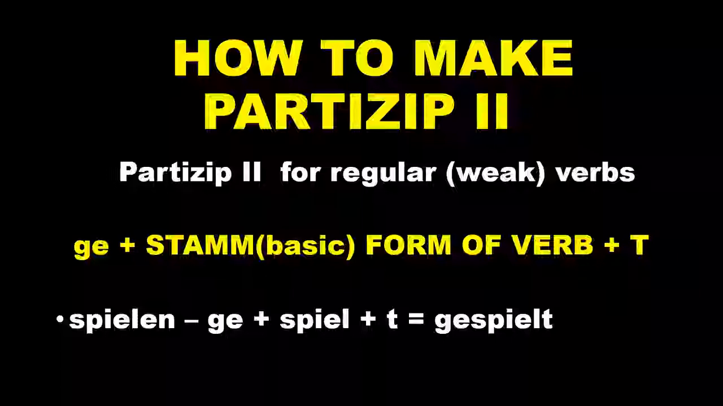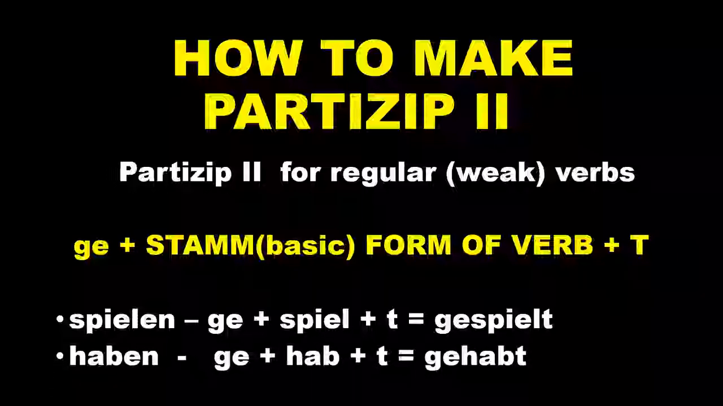Now, how to take the Stamm form? The Grundform or basic form of the verb is spiel. En is the ending, so we'll remove en. Then we'll get the Grundform or the basic form of the verb. So we are adding ge plus Grundform plus t. So the result will be gespielt. Gespielt, that will be the Partizip II form of spielen.